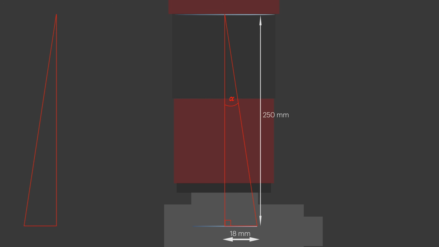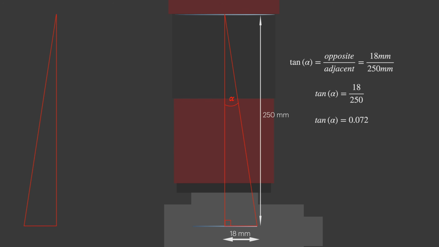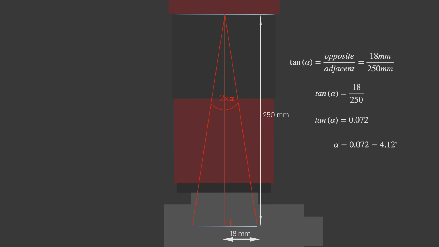A quick refresher. The tangent of alpha is the opposite side divided by the adjacent side: 18 millimeters divided by 250 millimeters. This gives us the formula tan alpha equals 18 over 250. When we divide 18 by 250, we get 0.072, so tan alpha is 0.072. Using a calculator, we find that alpha equals 0.072 radians or 4.12 degrees. Remember that this is only half of the field of view because we calculated the triangle on one side of the sensor. To get the full field of view, we need to multiply this by 2. So at the end, the full field of view is about 8.24 degrees. There you have it, as simple as that.